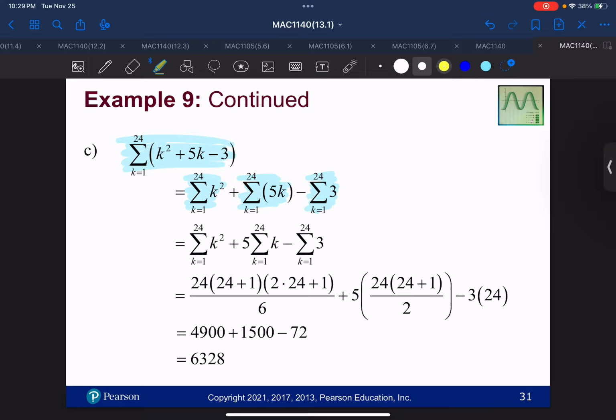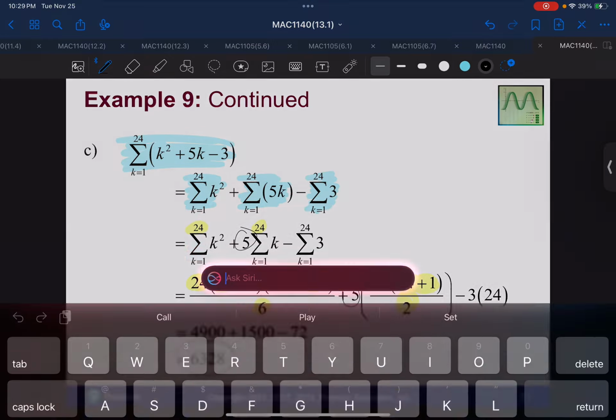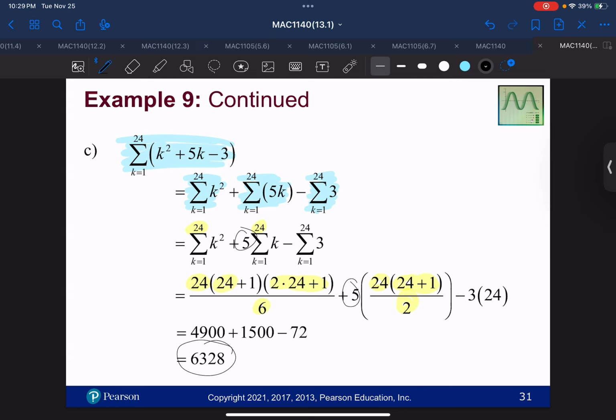So the one for k squared, n is 24. So that'd be 24 times 24 plus 1 times 2 times 24 plus 1 all over 6. The next one, I pull the 5 out front. So that gets multiplied by the formula for the summation of k, which is n times n plus 1 divided by 2. And then the last one is minus 3, the constant, so that'd be 3 times n, which is 3 times 24. So after evaluating all of that, you get 6,328 for that sum.